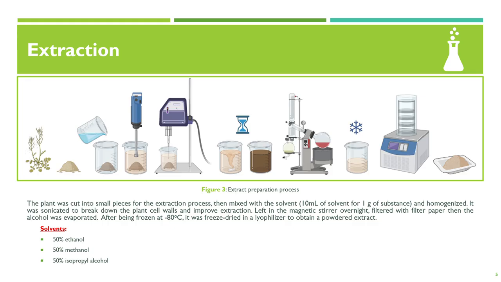The extraction of plant material was performed using the maceration method. As extraction solvents, 50% ethanol, methanol, and isopropanol were employed. A solvent to material ratio of 10 milliliters per 1 gram of plant material was used. As shown in the figure, the solvents were evaporated after extraction, and the remaining material was freeze-dried to obtain powdered extracts.